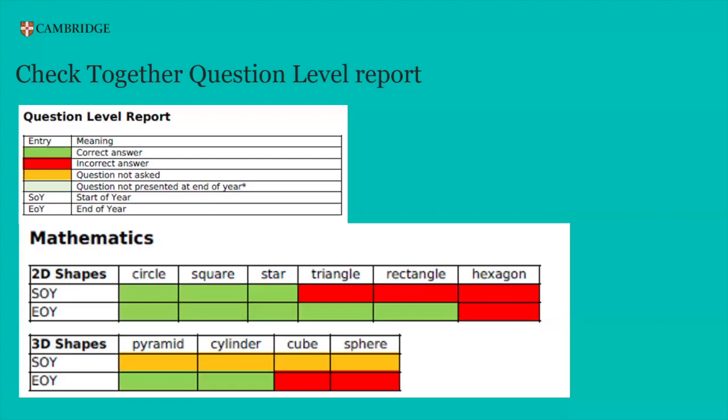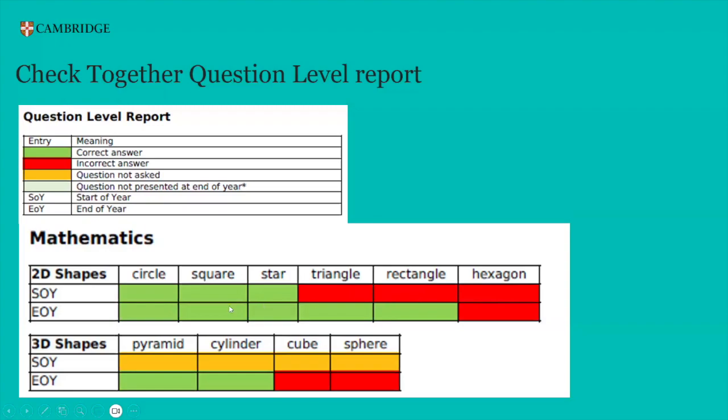Okay, the second report that you get is what we call the question level report. And this report shows every question the learner was asked and whether they got it right or wrong. If they got it right, the box is coloured green, and it's red if they got it wrong. And it compares what the learner knew at the start of the year with what they knew at the end of the year. So at the start of the year, this learner could point to a circle, a square, and a star, but they couldn't point to a triangle or a rectangle or a hexagon.